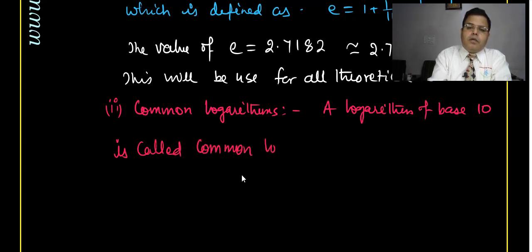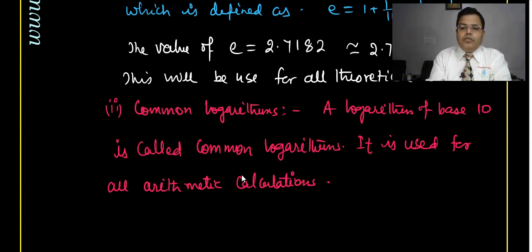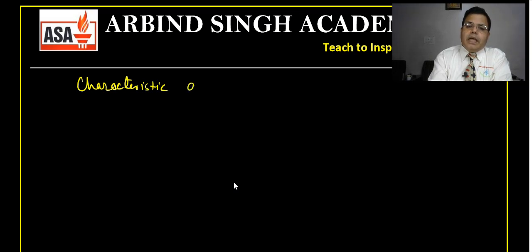Common logarithm is used for all arithmetic calculations. Now the next terms are characteristic and mantissa.